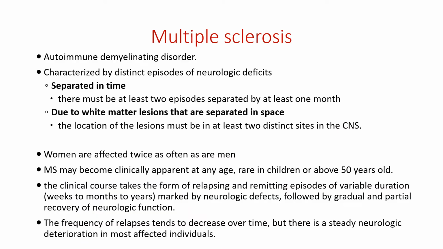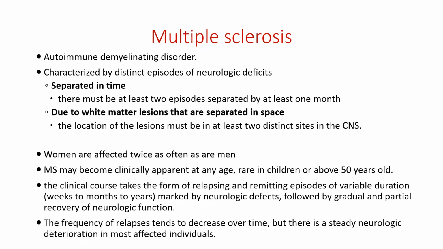MS is characterized by distinct episodes of neurologic deficits that are separated in time, i.e., there must be at least 2 episodes separated by at least 1 month. And it is due to patchy white matter lesions that are separated in space, which is defined as the location of the lesions being in at least 2 distinct sites in the CNS.